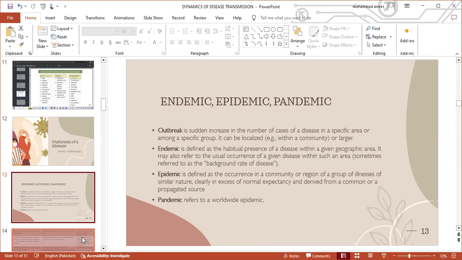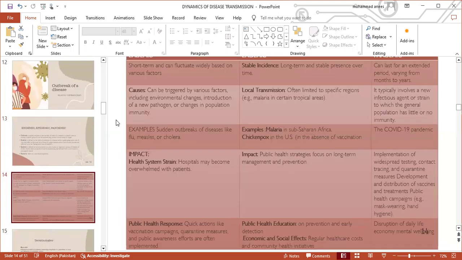Epidemic is defined as the occurrence in a community or a region of a group of illnesses of similar nature, clearly in excess of normal expectancy and derived from a common or a propagated source. Pandemic refers to a worldwide epidemic. So further characteristics are compared in this table, in which we see first one, epidemic.